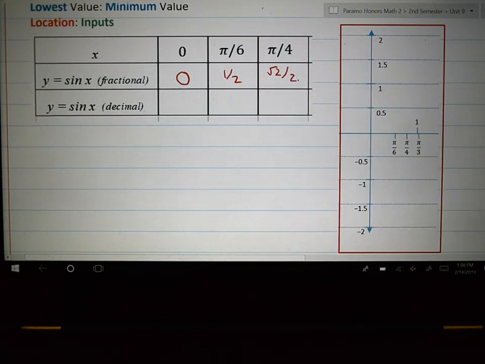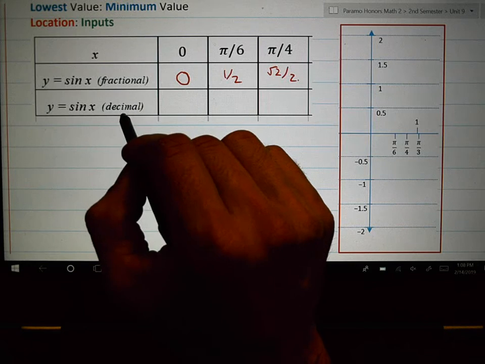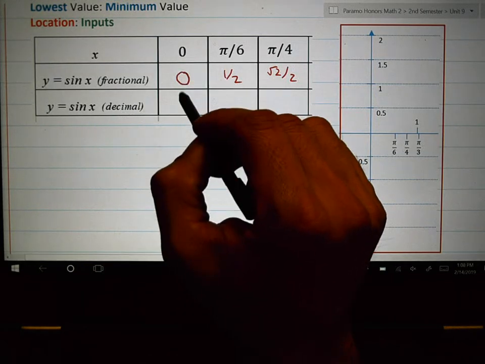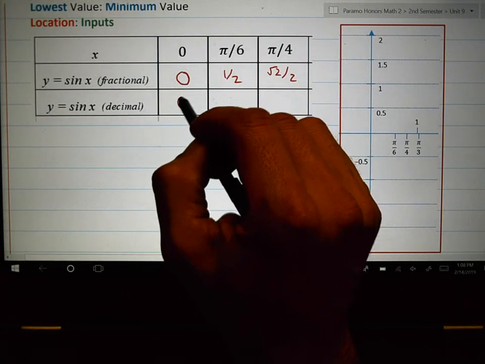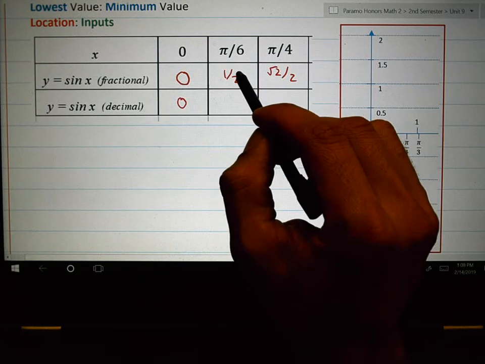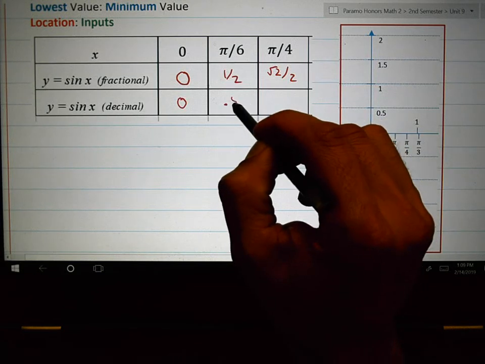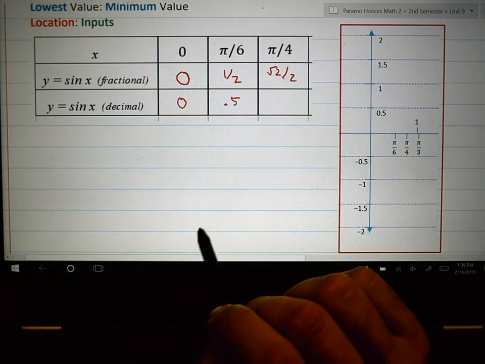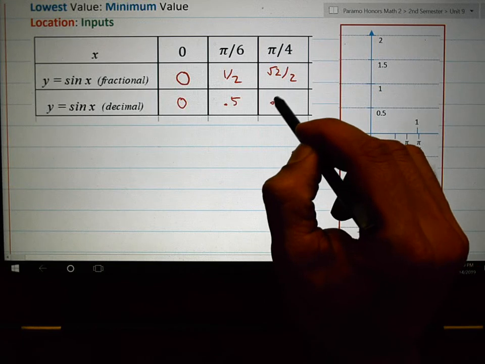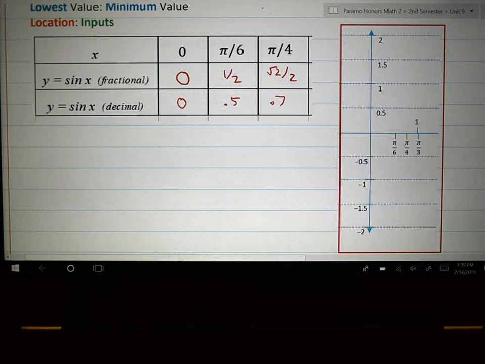If you remember those as fractions, you put that in the first column, but then it asks what it is as a decimal. This is really easy. 0 as a decimal is 0. 1 over 2 as a decimal is 0.5. We just wrote down that root 2 over 2 is about 0.7. So you fill in your chart. You're going to do the whole thing. Sometimes there are going to be positives, sometimes negatives. Don't let that fool you.